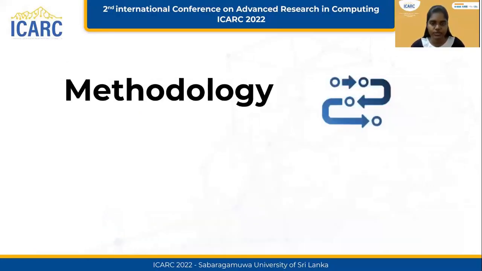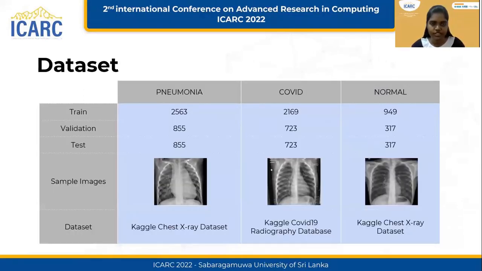Next, I will walk you through the methodology that we followed. For the dataset, we made use of a combination of two datasets. The Kaggle chest X-ray images dataset is used for pneumonia and normal chest X-ray images. For COVID-19 images, we used the Kaggle COVID-19 radiography database. By testing on different ratios and analyzing the performance, we finalized the split ratio as 60% for training, 20% for validation, and 20% for testing.